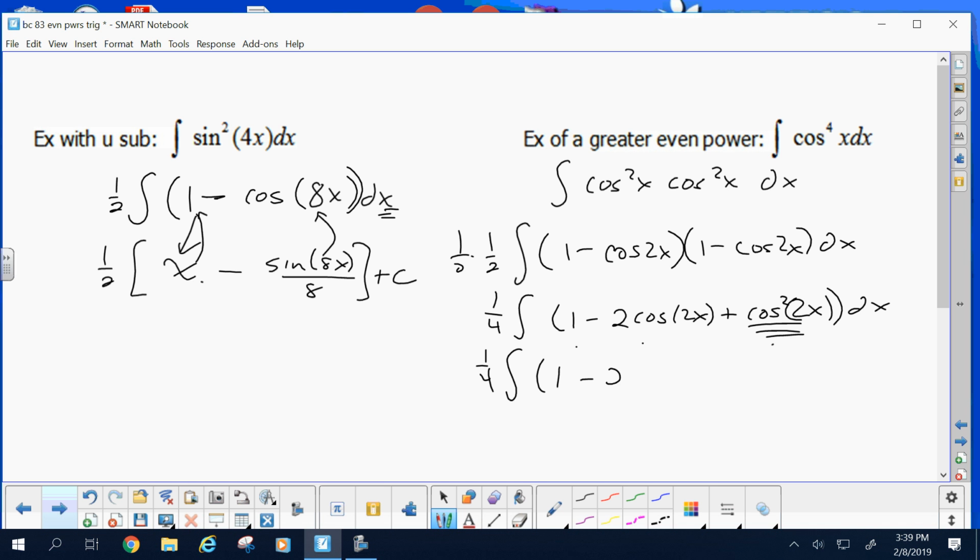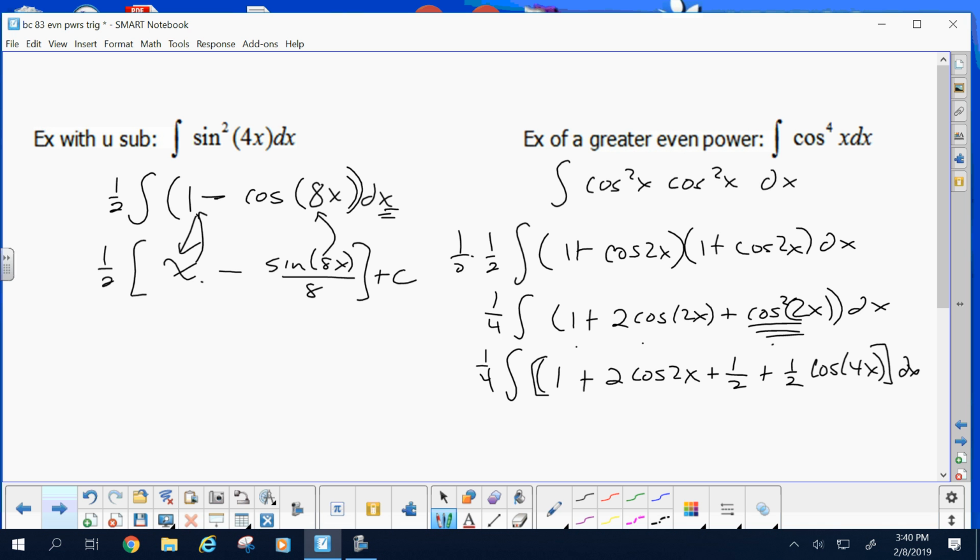1 minus 2 cosine of 2x. And this is 1/2 plus 1/2. Oh, darn it. Cosine squared is plus, isn't it? Sorry, these should have been plus the whole time. 1/2 plus 1/2 cosine of 4x. Double the previous angle. The previous angle is 2x. Doubling it now is 4x.